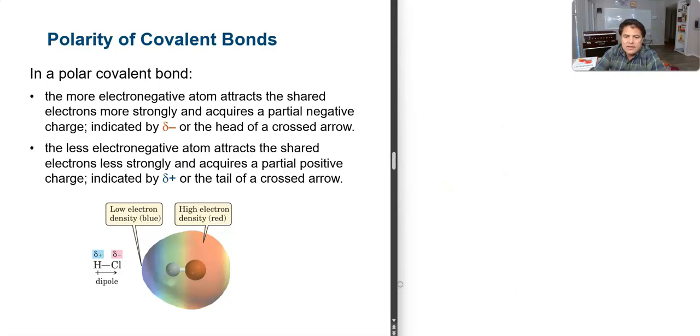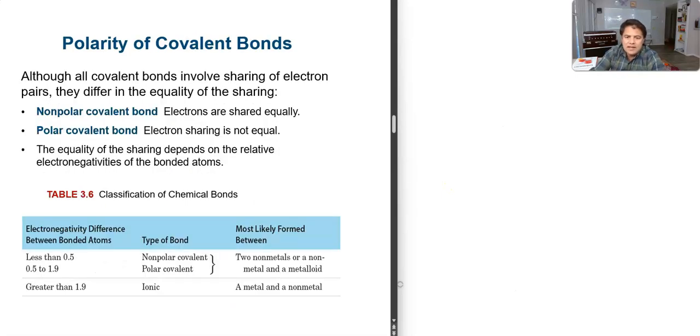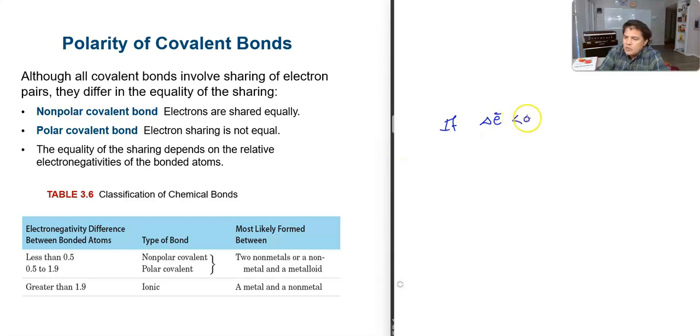Okay, so how can we classify easily? If the electronegativity difference is less than 0.5, it is a non-polar covalent bond. It's not polar then.